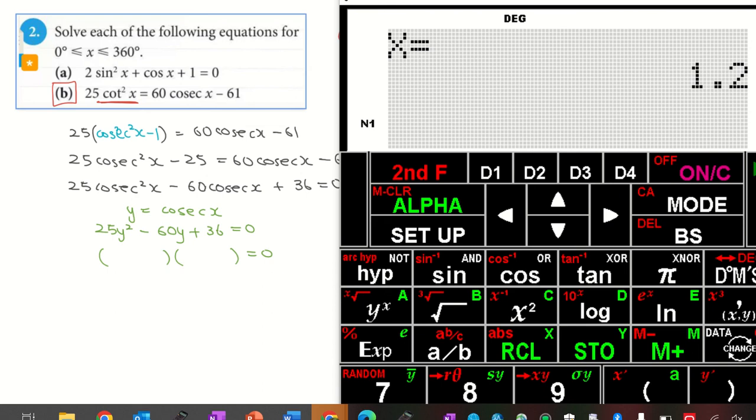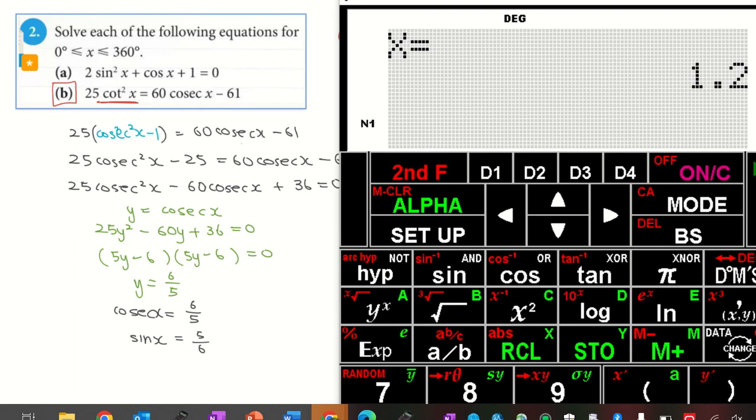How do I use this in my answer? 1.2. So we just continue. I'll get 5y minus 6 squared, so I'll get 6 over 5. Afterwards, I will just sub in. Cosecant is 6 over 5. But now since it's cosecant and I don't have cosecant in my calculator, I convert it to sine. Sine x will be 5 over 6. Almost there already.